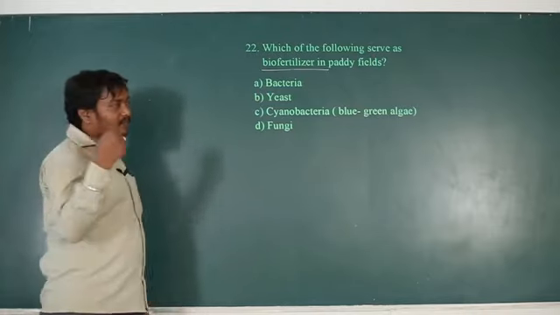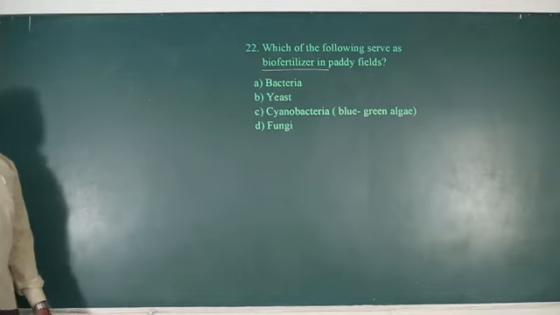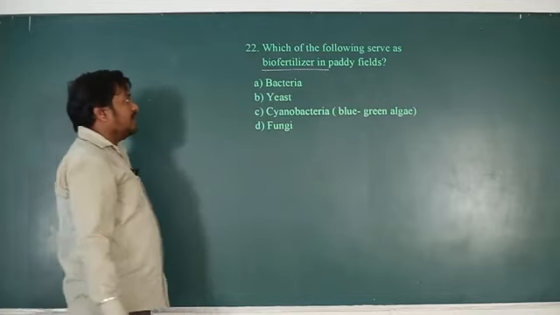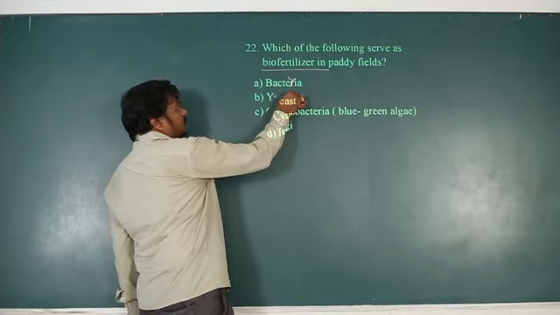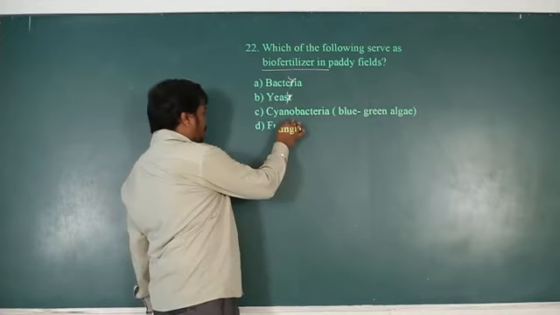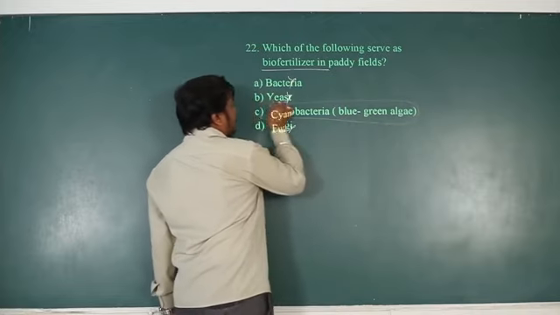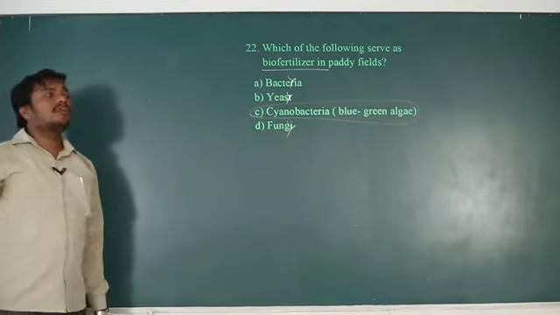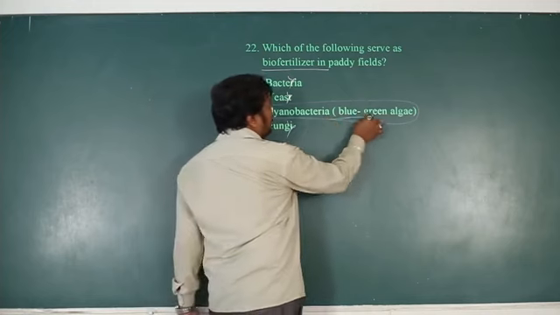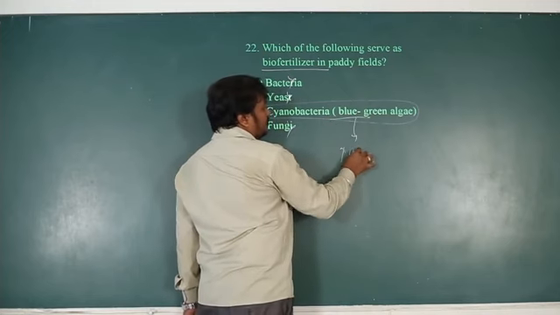Those which have the ability to live in water can be used as biofertilizers in the case of a paddy field. Okay, so bacteria no, yeast no, then cyanobacteria, fungi no. Okay, only cyanobacteria can grow there as a biofertilizer. Since blue green algae, let me give an example. For blue green algae, it is Nostoc.